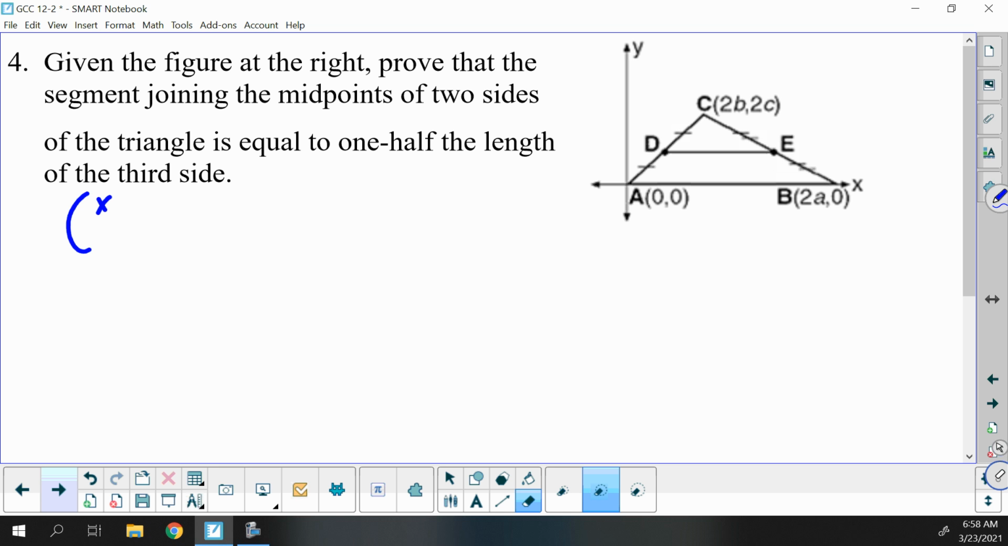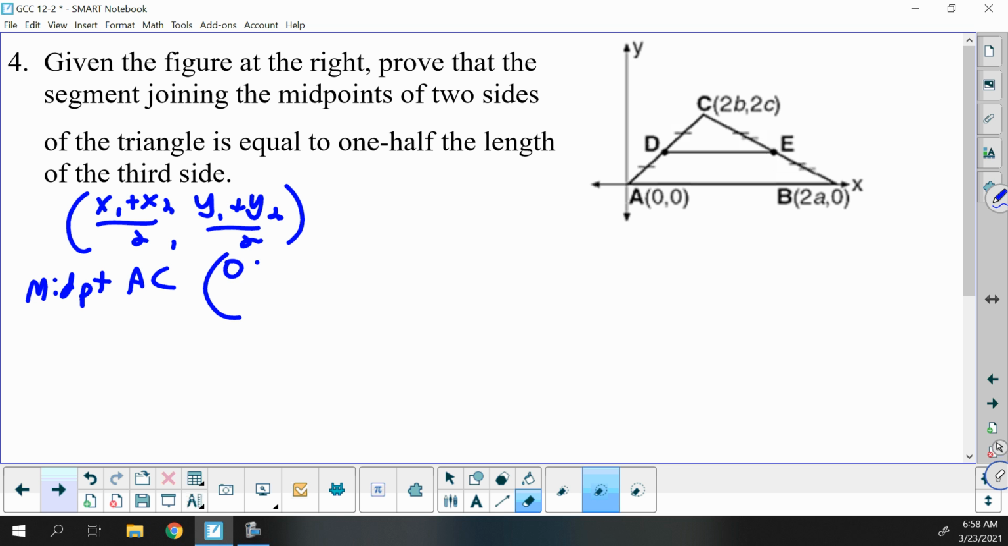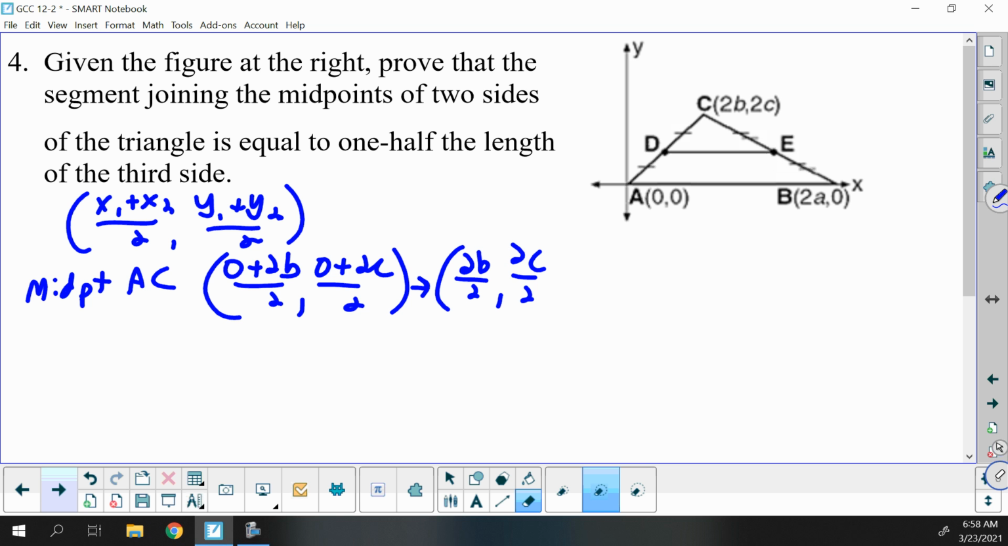So we'll start with our midpoint formula: x1 plus x2 over 2, y1 plus y2 over 2. We'll maybe do first the midpoint of AC. So we'll have 0 plus 2b over 2, 0 plus 2c over 2. That gives us 2b over 2, comma 2c over 2, which would then just give us (b, c). And that is going to be called point D.